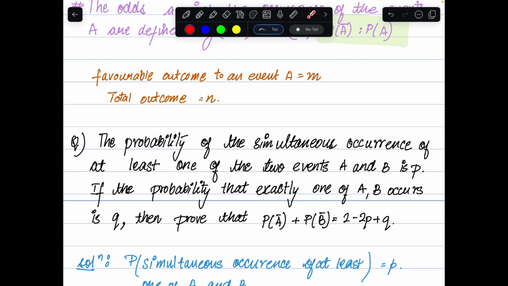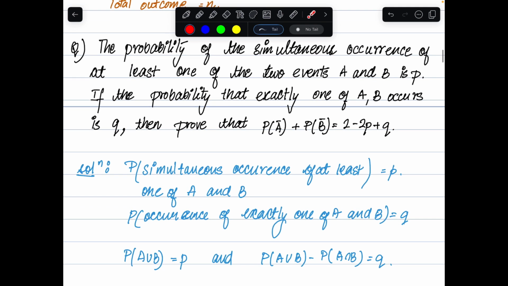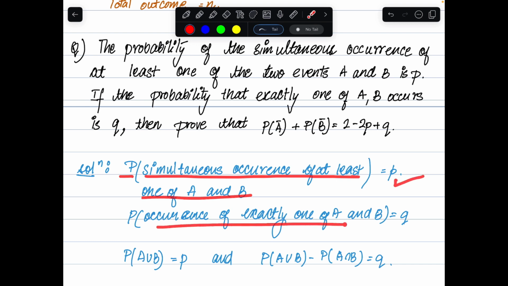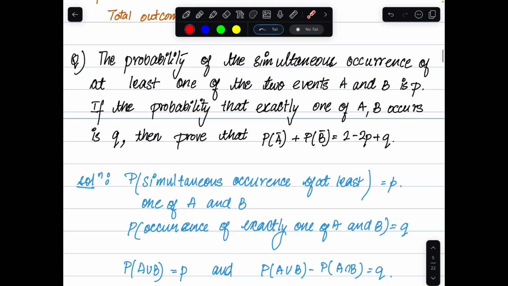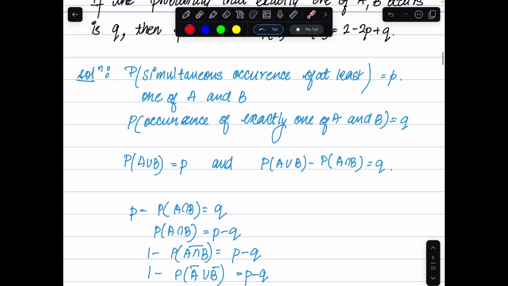So let us first understand how we are supposed to write. Just go through the question one more time and let's start. I have written here P, the simultaneous occurrence of at least one of A or B is P, and similarly something else is given. So these two are the given data. Now I am writing it in theoretical notation. Simultaneously means it should happen together. Occurrence of at least one of A or B is what? Either A should occur or B should occur, correct? So it is A union B.